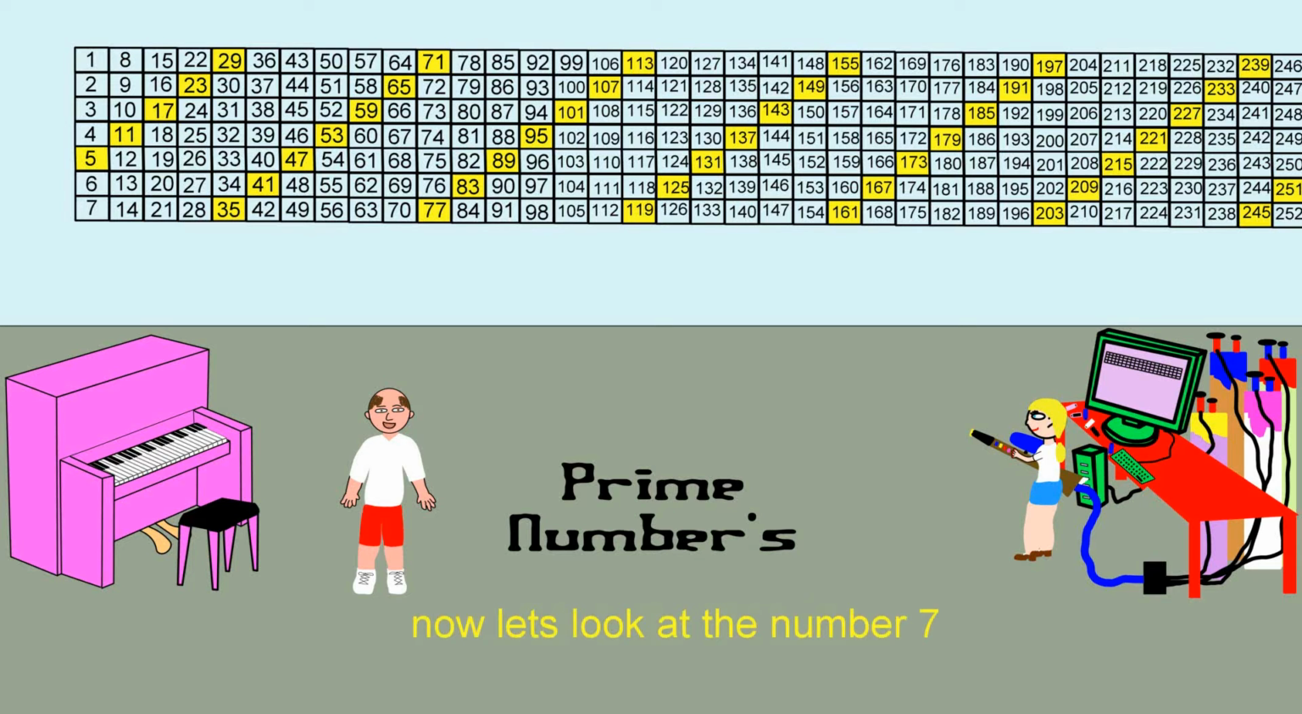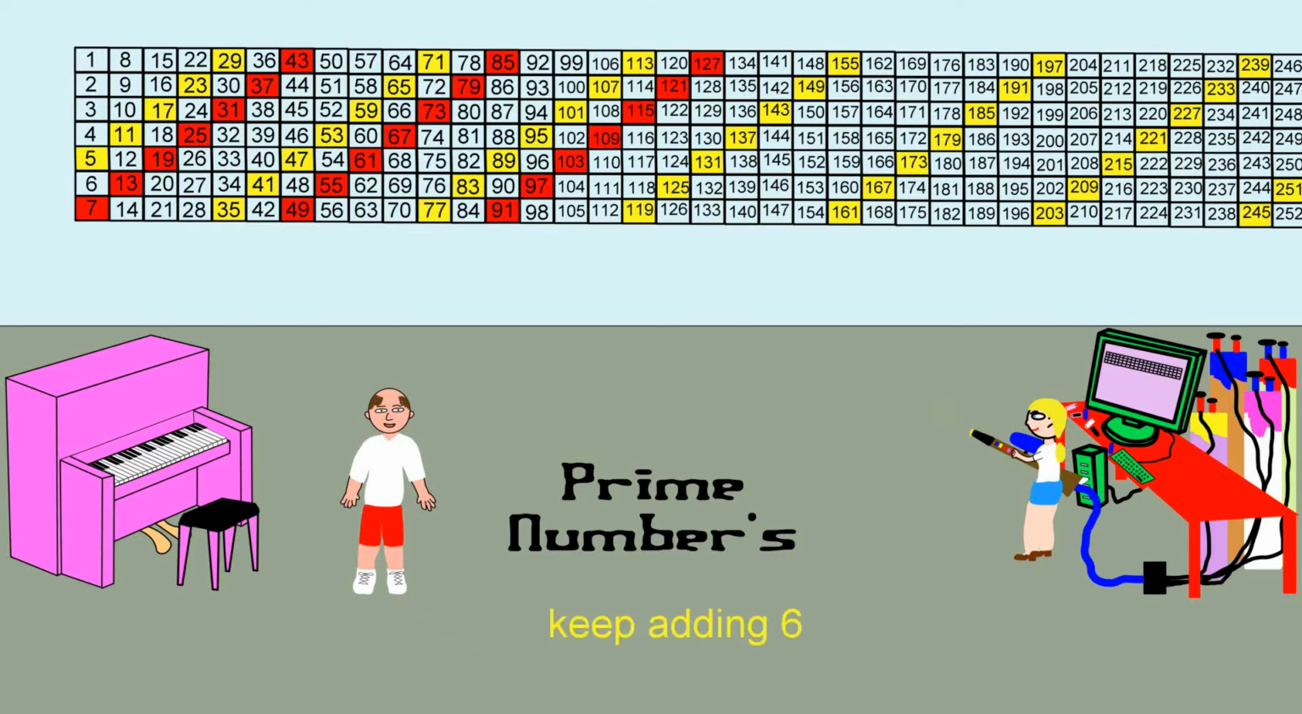Now let's look at the number 7. This will be the start of the 7 line. Again, if we add 6 to the number 7, we go up diagonally to the 13. Keep adding 6 to each number, and we go down the line as far as we want. This is the 7 line.